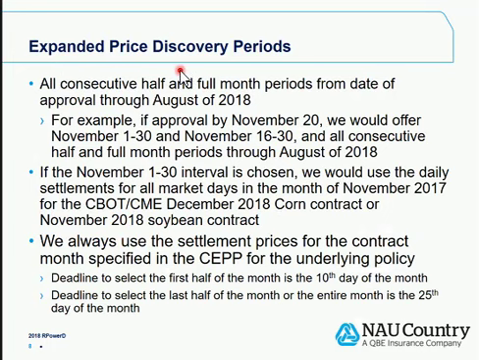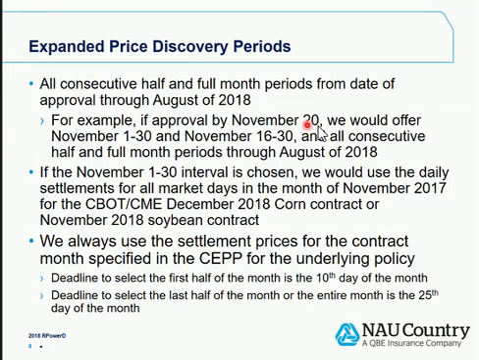The next feature, which would be our final feature. So we've looked at buying additional coverage level, we've looked at buying the additional price per bushel, we've looked at buying the yesterday's market price, and then the last one is the Price Flex product, which is you can buy either consecutive half and full month periods from date of approval to August of 2018, and I'll show you a chart here in just a little bit.